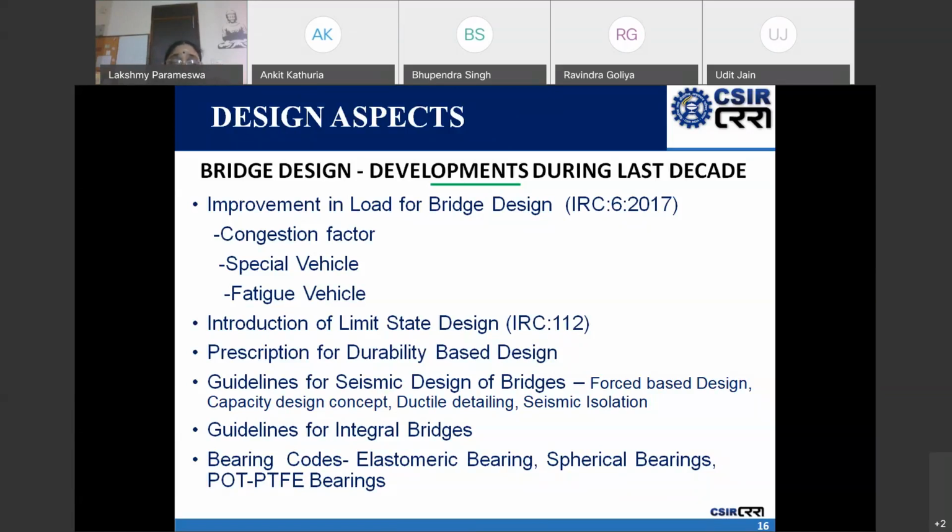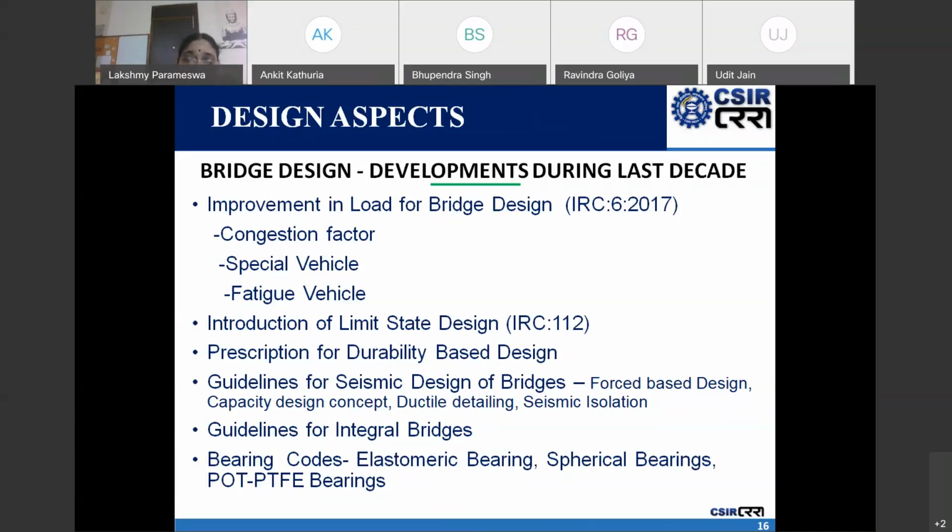So the guideline for seismic design of bridges is the force-based design using the capacity design concept, then ductile detailing of the substructure, especially the pier, or we can go for a seismic isolation bearing, that is a seismically isolated bridge instead of the force-based design. So these are some of the developments apart from the integral bridge, and also the support condition for the bridges.